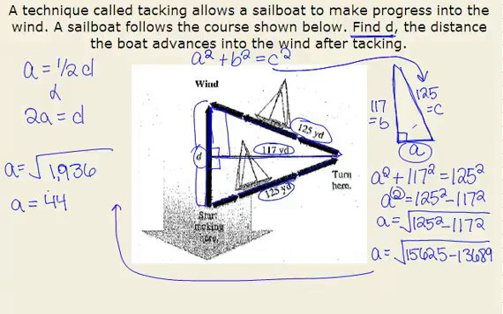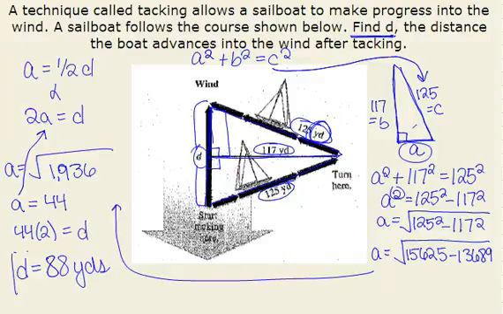Now we got to plug this A back into this little equation we set up here that'll give us D. So 44 times 2 gives us D. So D is equal to 88, and we have to remember our units here. It's very important. Yards. And that's our final answer.